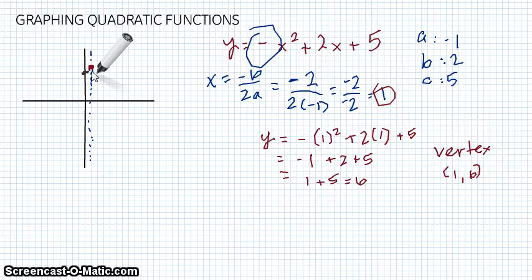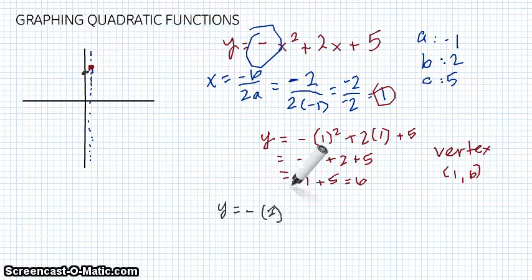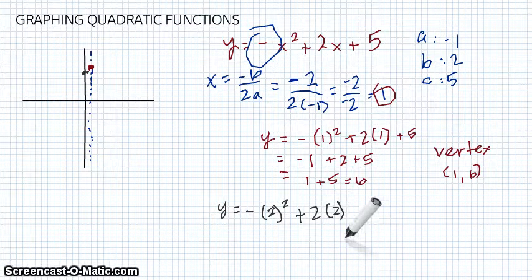Now we need some more points to finish out our curve. My tip for picking the x values to fill out the curve is I just pick the next x's over. We started our axis of symmetry at x equals 1. The next x over would be 2. So let's get a point at x equals 2. And we'll plug it into our function. Y equals negative 2, because that's where we're looking at, squared, plus 2 times 2 plus 5. 2 squared is 4.